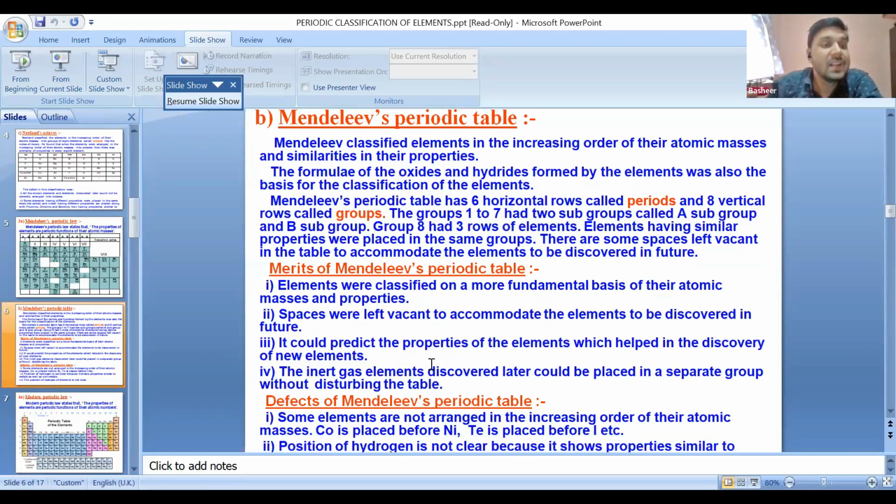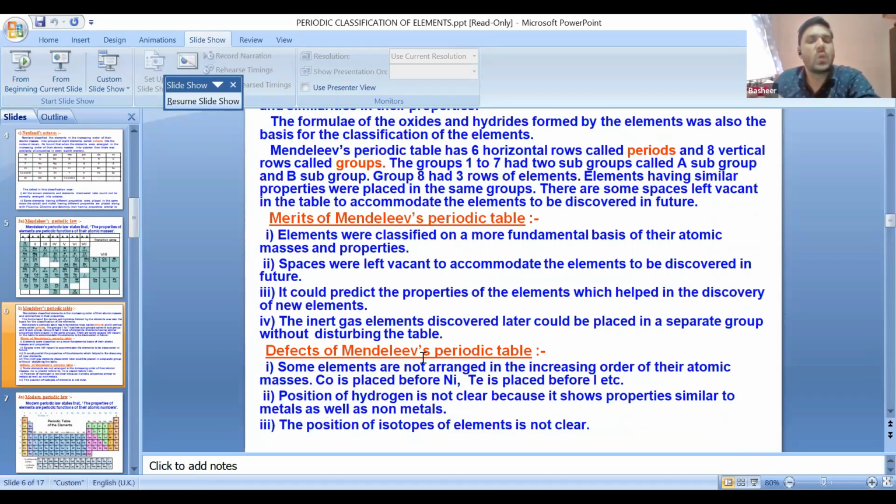Okay, but with good things, bad things are also there in all, whether it's human beings or things. So no one is 100% perfect. Okay, so here for Mendeleev's also some defects are there. So what are the defects? I'll just tell you. Some elements are not arranged in the increasing order of the atomic mass, like cobalt is placed before nickel. Before nickel, it should be after nickel, because cobalt's atomic mass is more compared to nickel. This is the first defect. And tellurium is also placed before I. It should be after I. So these are the first defect.